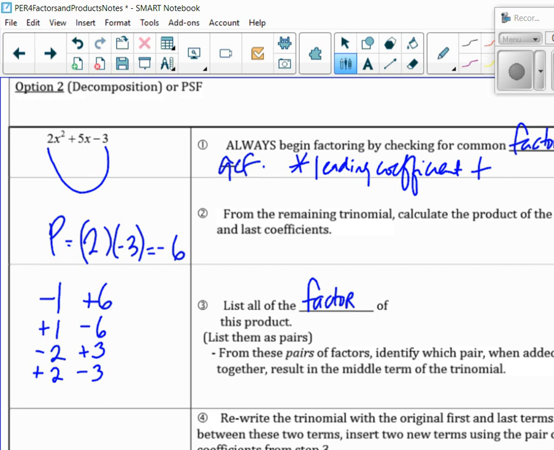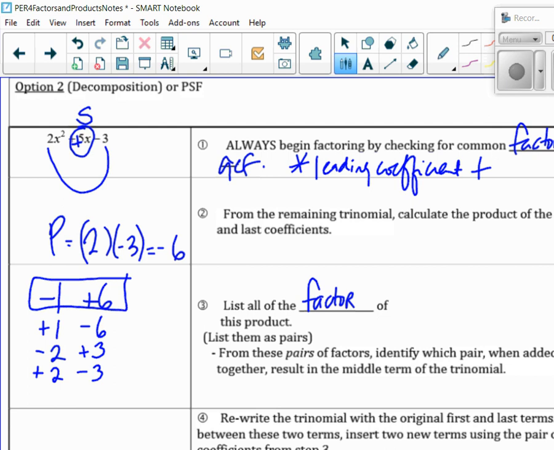So do you see I listed it in pairs? So what it's saying here is which one, when you add it together, would you get this middle sum here, which is positive 5? Yeah, this one right here, hey? That's the only one that would get you that sum.